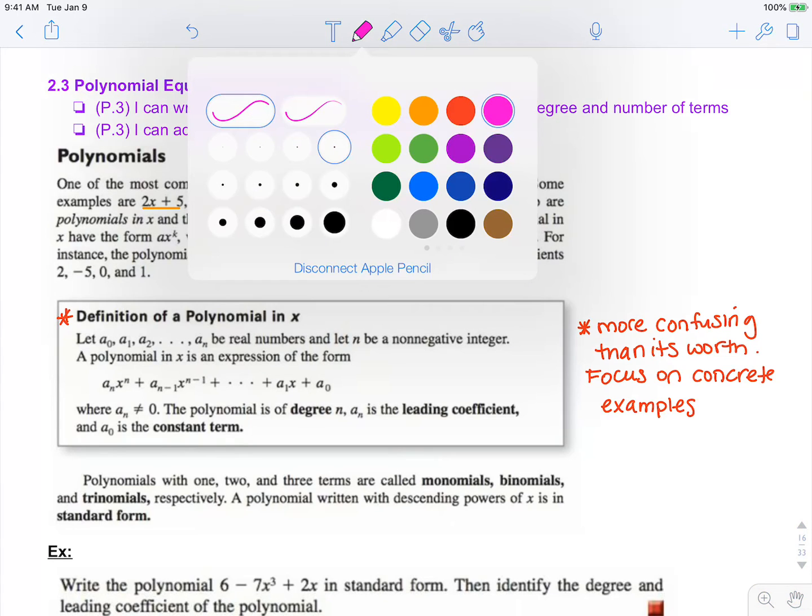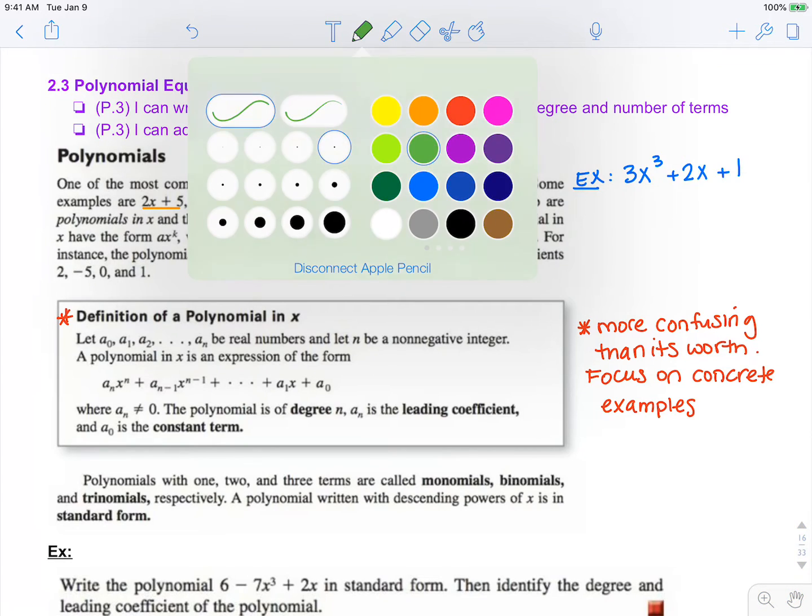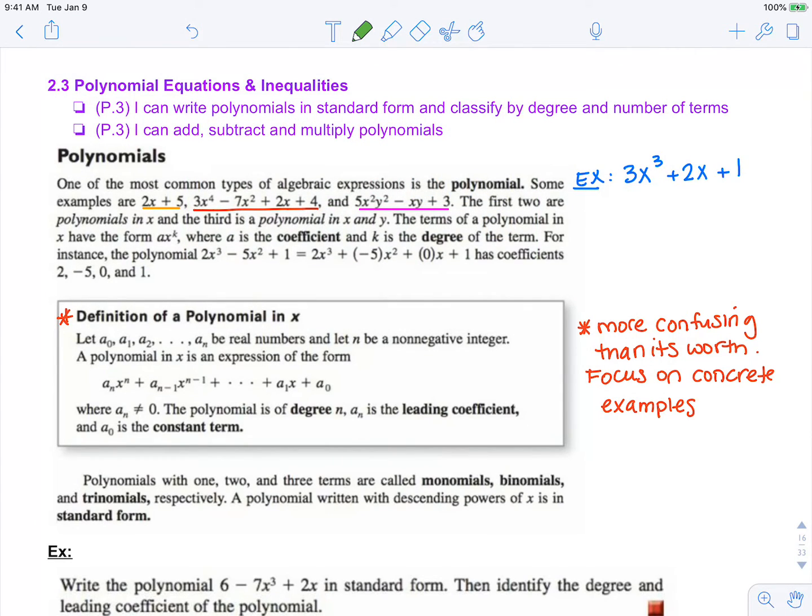So let me draw a separate example here. Let's say I have 3x to the third plus 2x plus 1. So this has three terms because we are adding or subtracting three different combinations of numbers and variables.